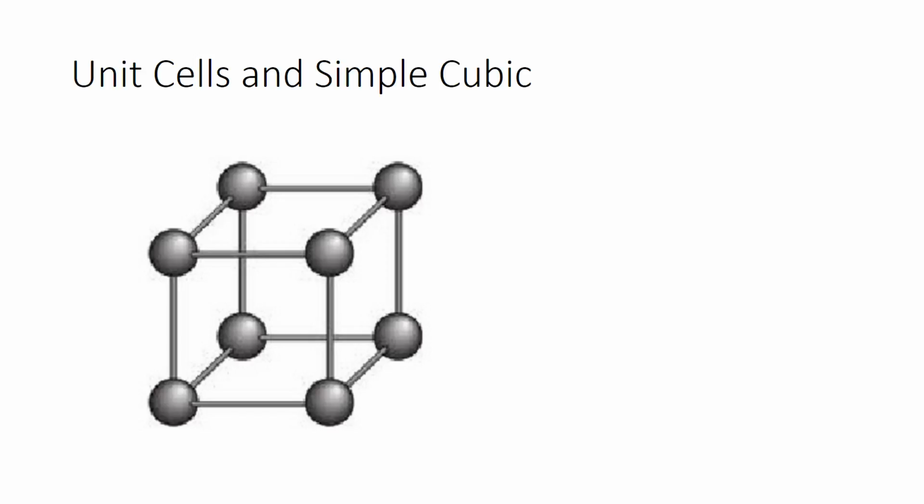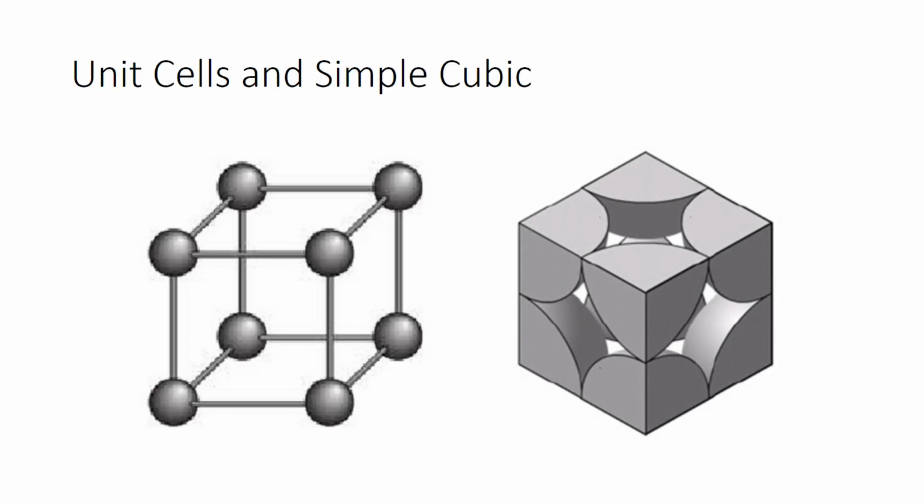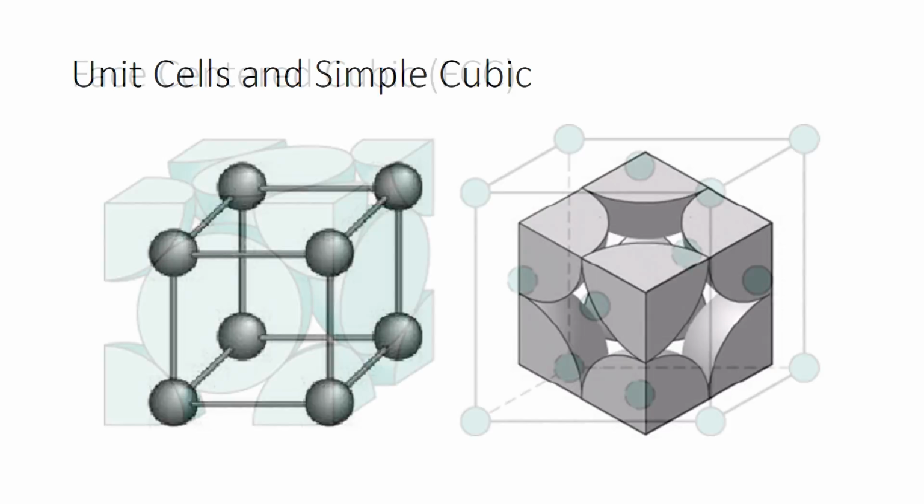A simple example is a simple cubic structure, where each corner of the cube is a lattice point. In the example on the screen, the basis is a single atom. An important thing to note is that in this structure there is only a total of one atom, as only 1/8 of each of the atoms at the corner is in the unit cell.